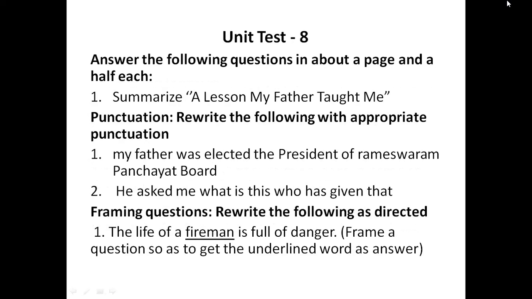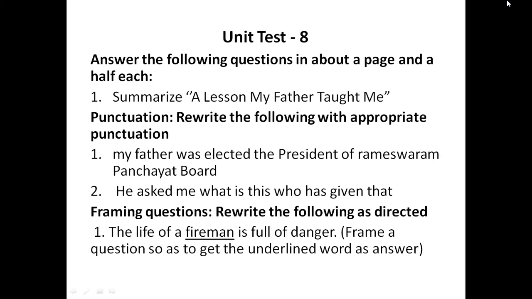We'll move to the next section, that is answering the question in about 1.5 pages. This will be the long answer questions. The question is, summarize a lesson my father taught me. So you need to give the complete picture of this prose piece for this answer.